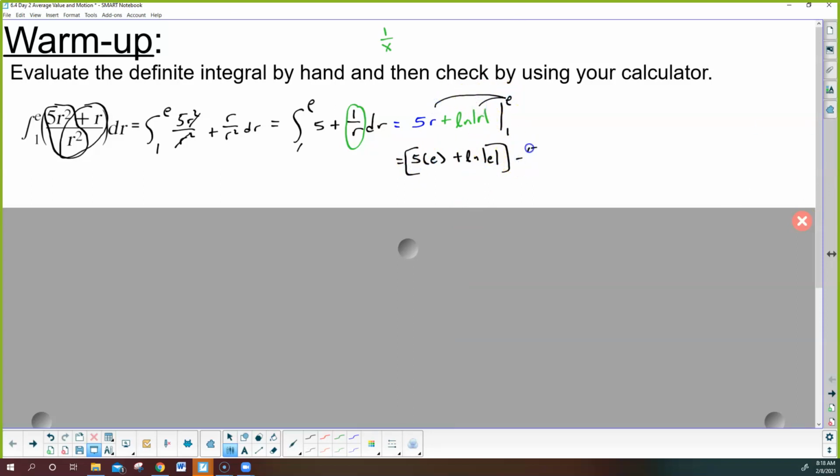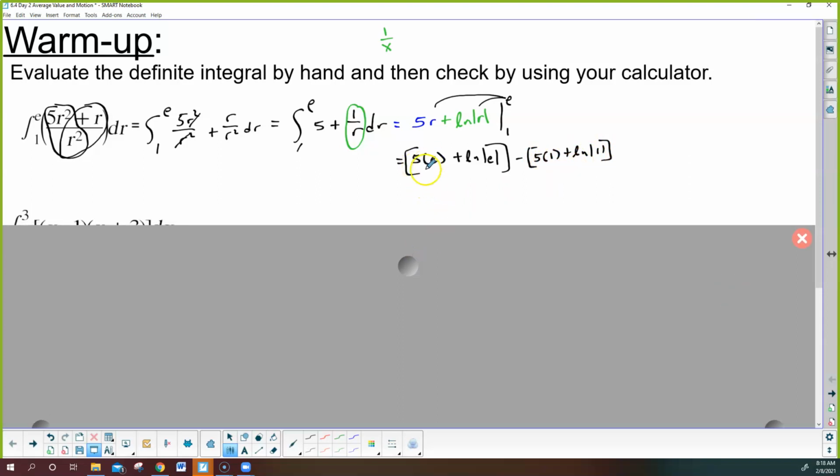And then we're going to subtract, and the parentheses are key here. One of the things we want to really focus on as we get closer to the AP test is, are you practicing proper notation? And one of the things that a lot of students forget is if you don't put these brackets here, it looks like you're only subtracting the first part and not the natural log of 1.